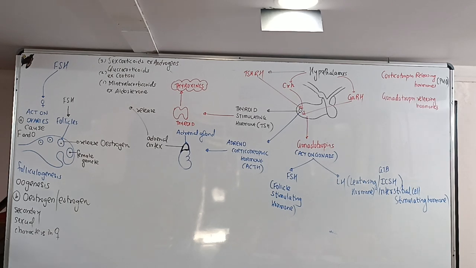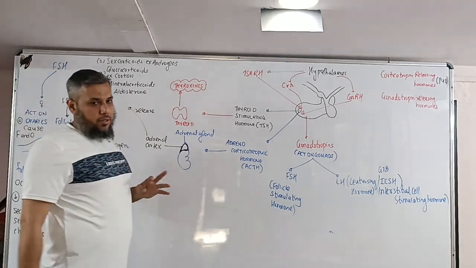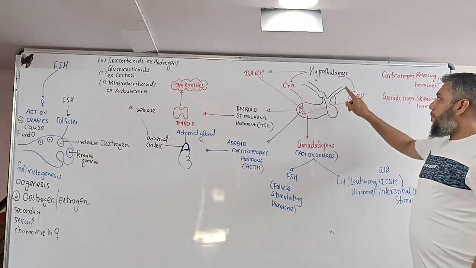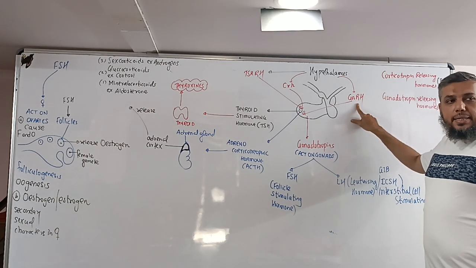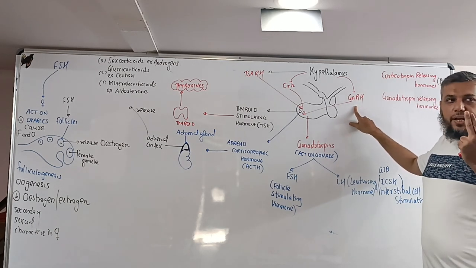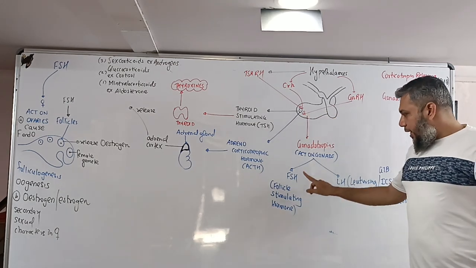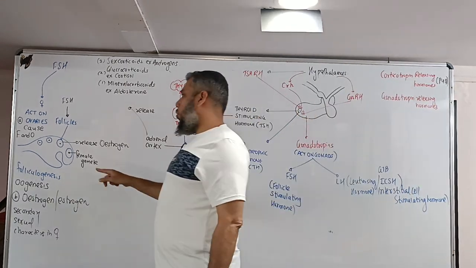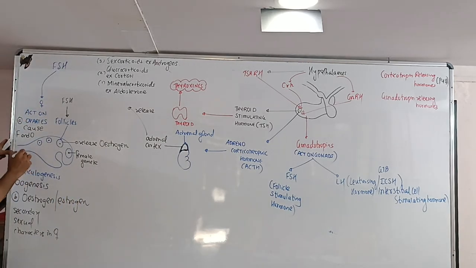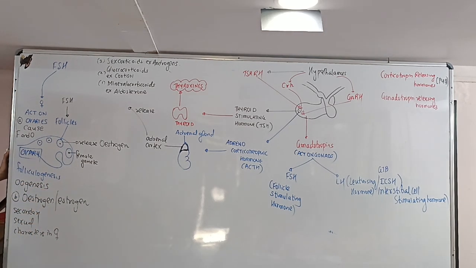So tell me how many endocrine glands I have mentioned right now? Three. Who are the three? One is the hypothalamus, which is secreting gonadotropin releasing hormones. Who is the second endocrine gland, which is releasing FSH? Then the third endocrine gland is the ovaries. Ye bhi to endocrine gland hua na. Kyun hua ye endocrine gland? Which hormone?